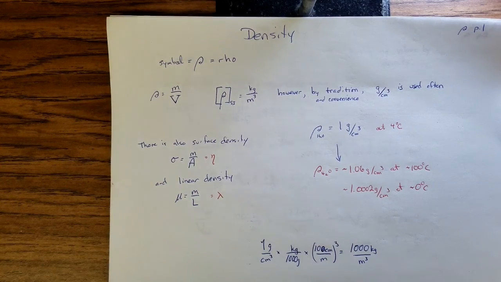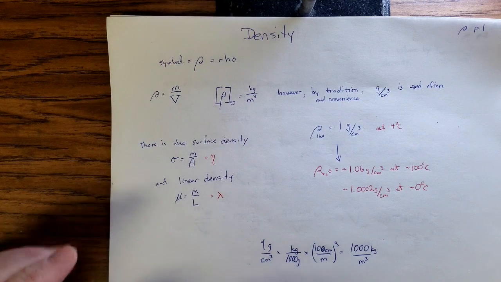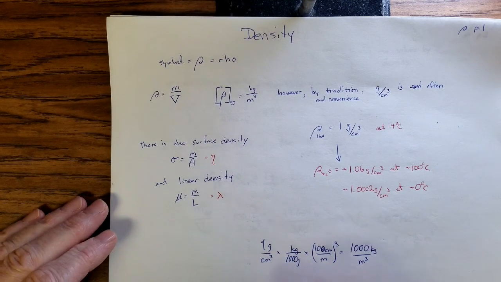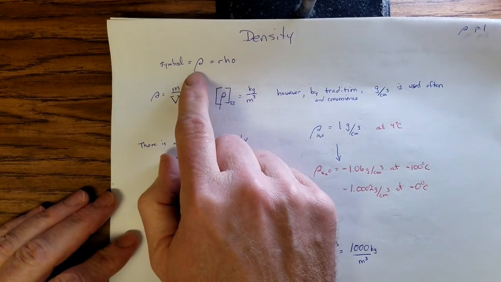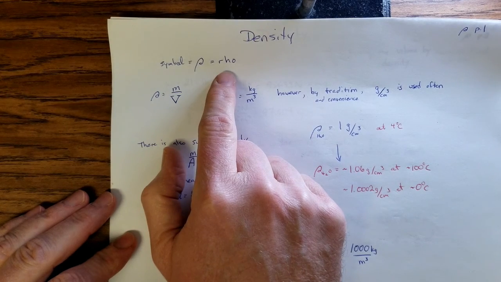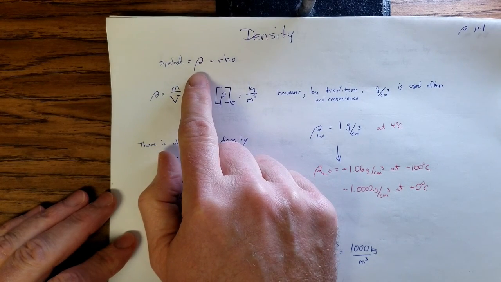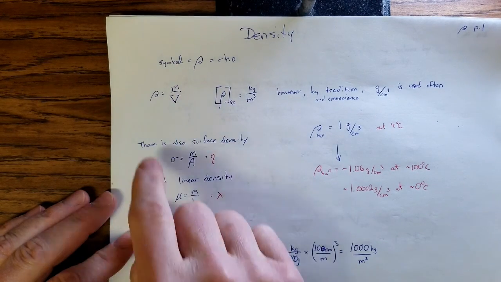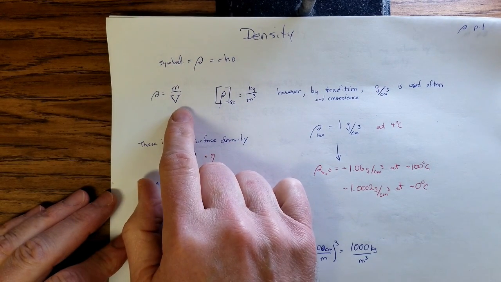Let's take a look at density. Now, there are a number of symbols that are used in various textbooks. The symbol that is most commonly used for density is the Greek letter rho, spelled R-H-O, and it looks kind of like a P, but that is the symbol that I will be using for density. And the definition of density is mass divided by volume.